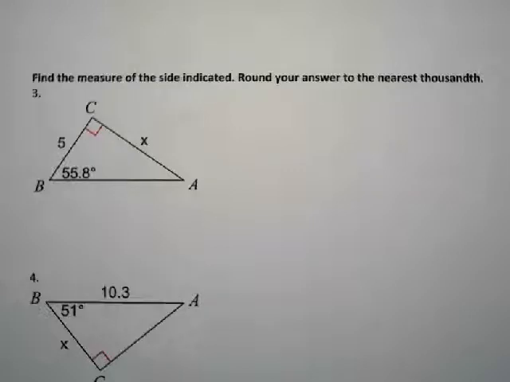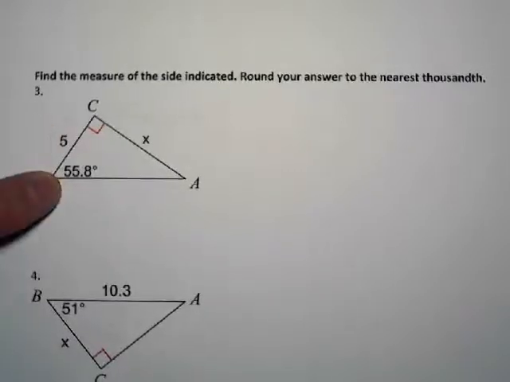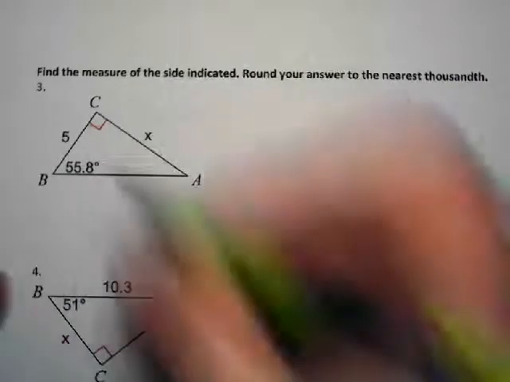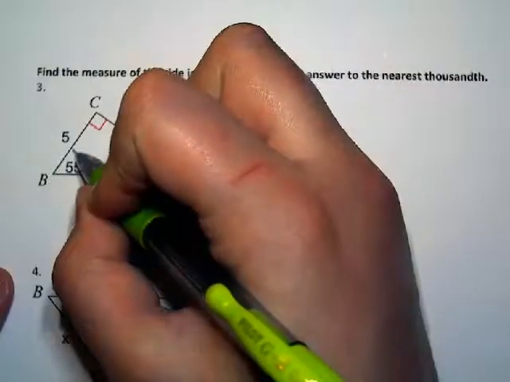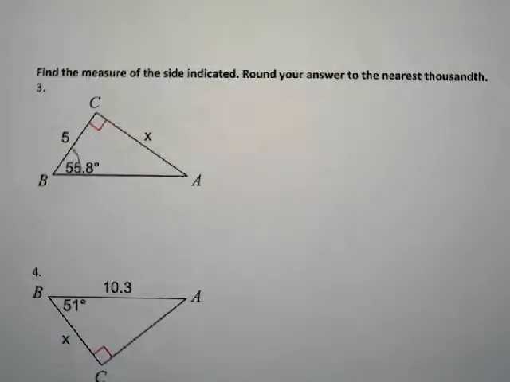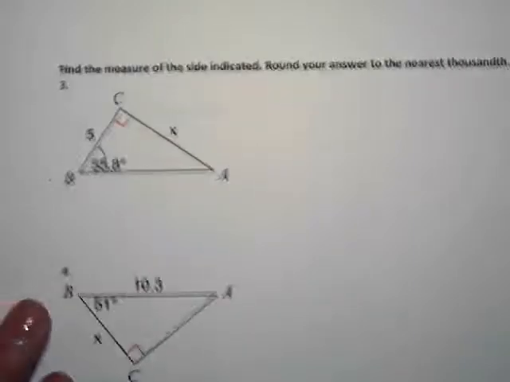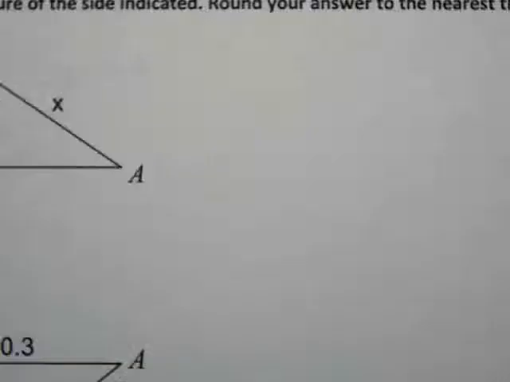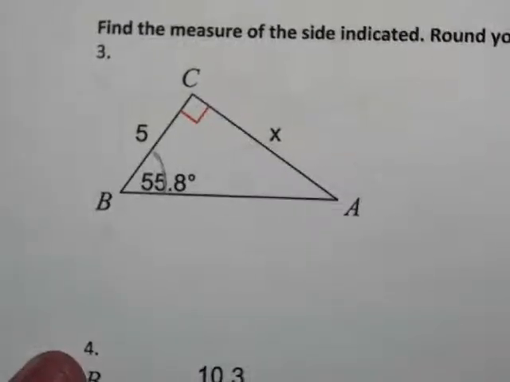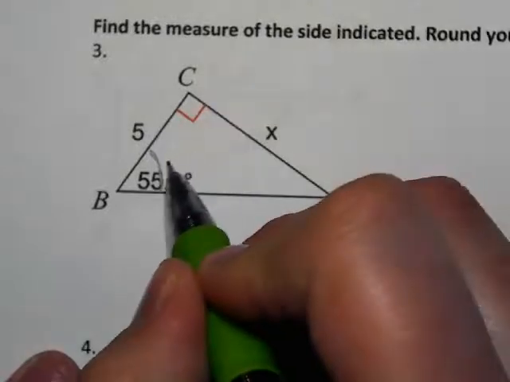So what we're going to do is start by saying, okay, this is the angle that they're talking about, and we're going to write the names of the two sides that they gave us in relation to that angle. So in relation to that angle, what is the x called? Opposite. So this is right across from the angle. This is the opposite side.